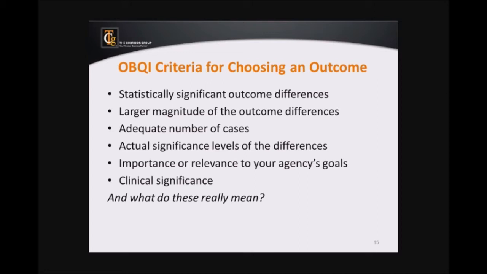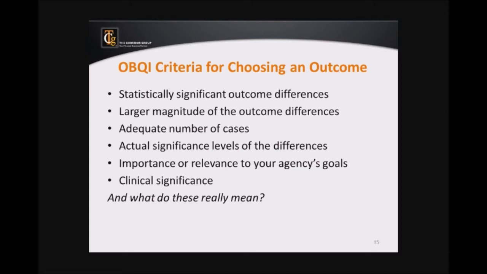What are the OBQI criteria for choosing an outcome? How do you choose which outcome to work on? The OBQI manual lists their criteria for choosing outcomes to improve. Look for statistically significant differences. Those little numbers on the OBQI reports have meaning and can provide direction for choosing outcomes. Look for the most statistically significant.